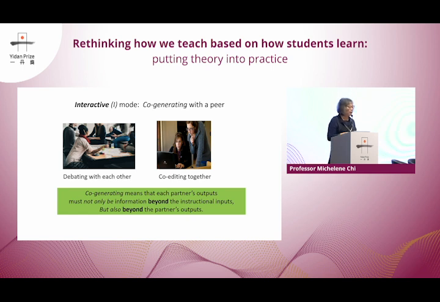Finally, you could be in the interactive mode, where you're co-generating with a peer, such as debating with each other or co-editing an article or whatever. What co-generating means is that each partner's output must not only be information beyond the instruction information given, but also beyond the partner's contribution. So there are two beyonds.